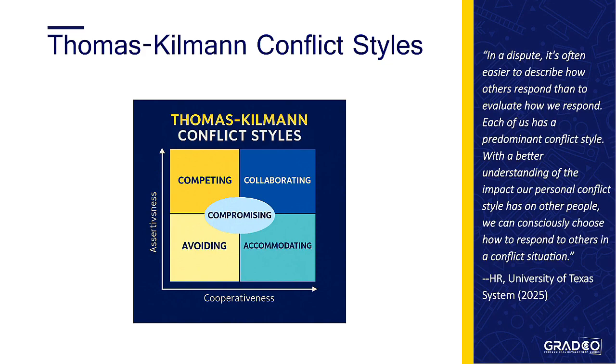Cooperativeness means as it goes up to the right, you're more and more likely to work with others, to come up with common solutions, to work together. And then in the middle is compromising, which is kind of middle assertiveness and middle cooperativeness. But these are five styles. So we've got avoiding style, accommodating style, compromising style, collaborating style, and competing style, each with different proportions of assertiveness and cooperativeness.